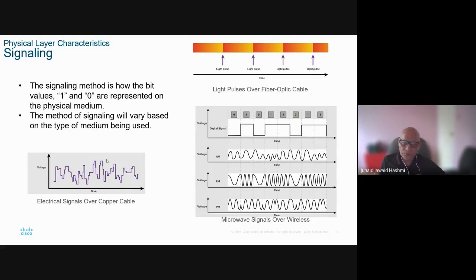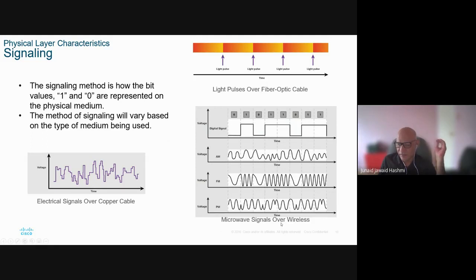So signaling is ones and zeros traveling on a physical medium. The method of signaling is different on the different types of medium, so it depends on what type of medium is being used. So this is signaling: light over fiber optic cable. Okay, this is how it is.